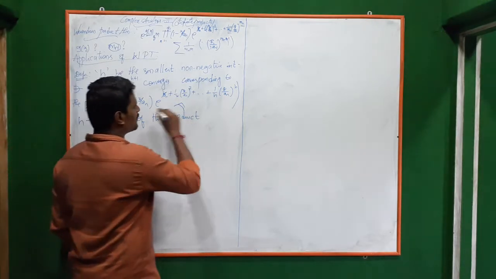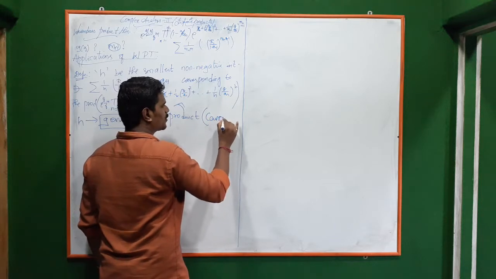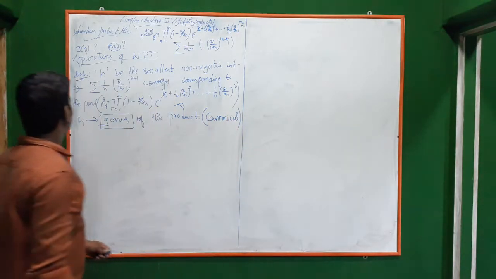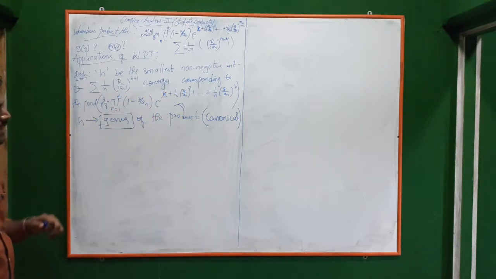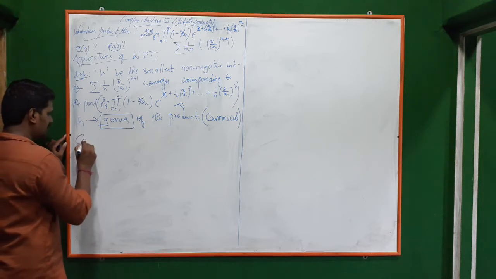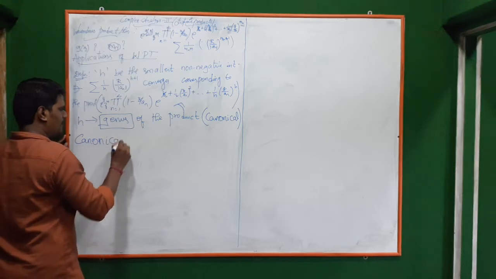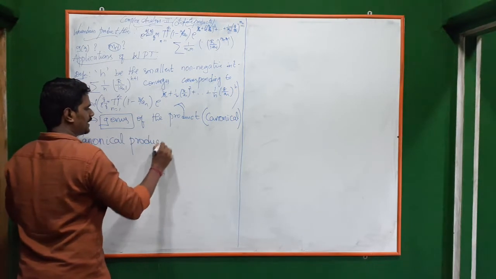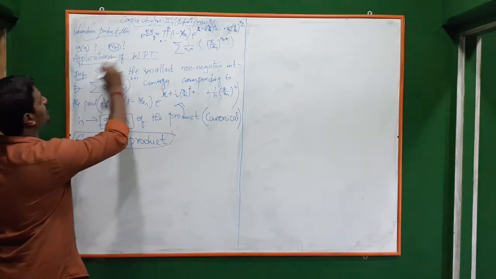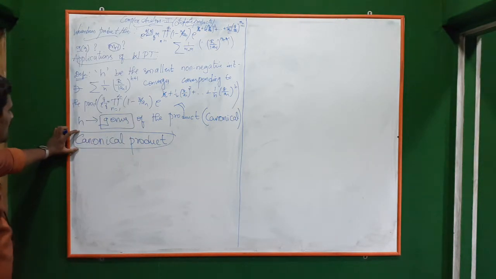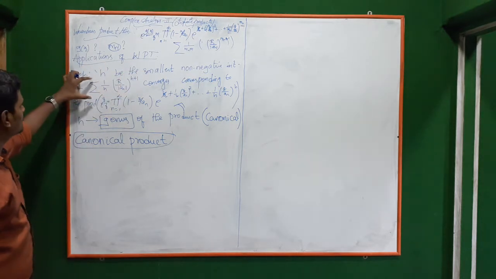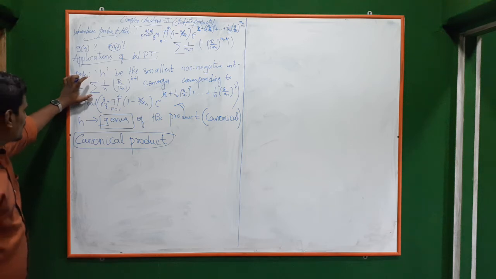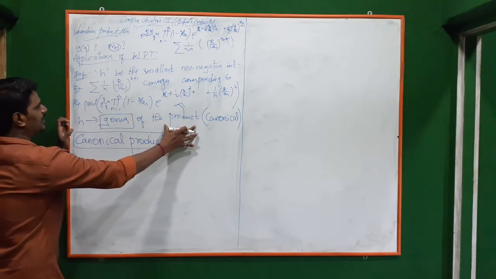Moreover, this type of product is called a canonical product. Any such entire function we will write like this, and such a representation is called the canonical product representation of entire functions. Such a product, which we get from the Weierstrass product theorem, is called a canonical product, and its genus h is the smallest integer such that this series converges.